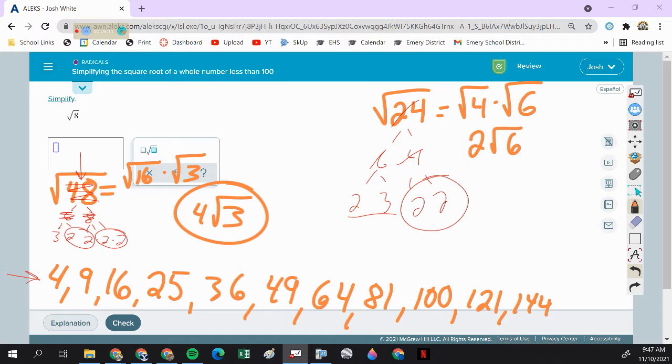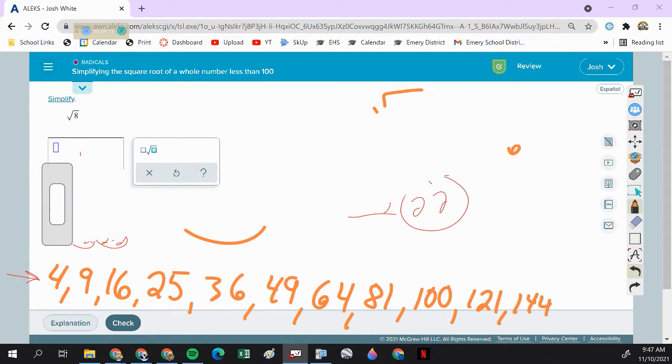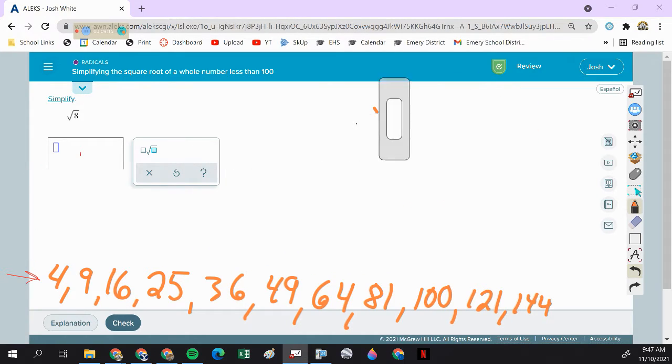Okay. All right. Yes, the stuff that comes out goes in front. Yes, it does matter. Okay, what if we threw some variables in there?